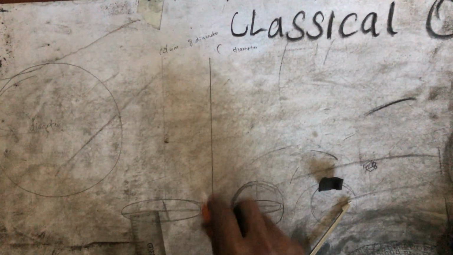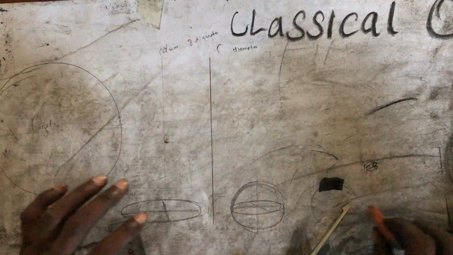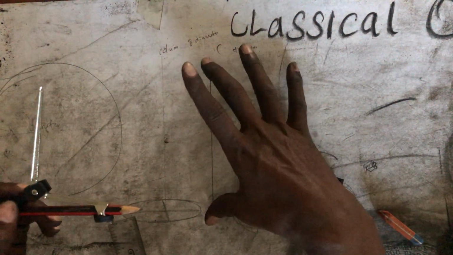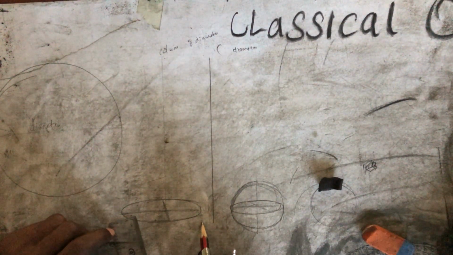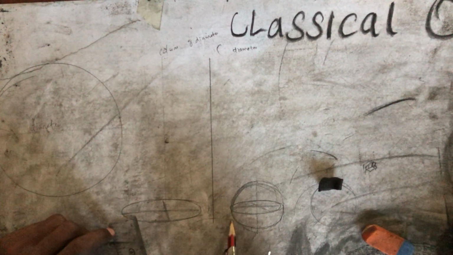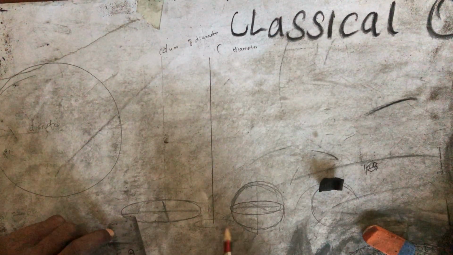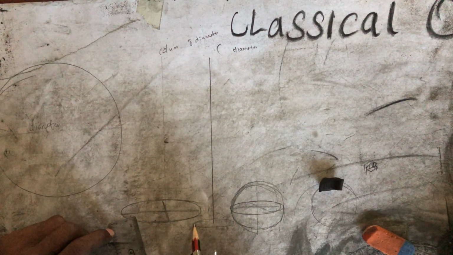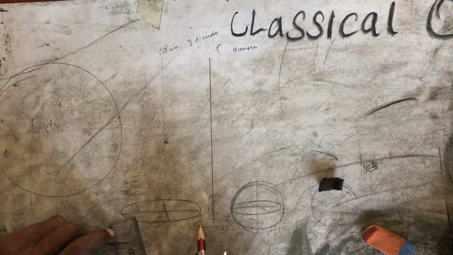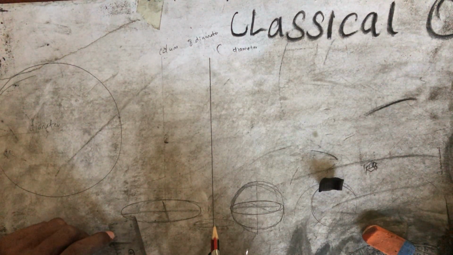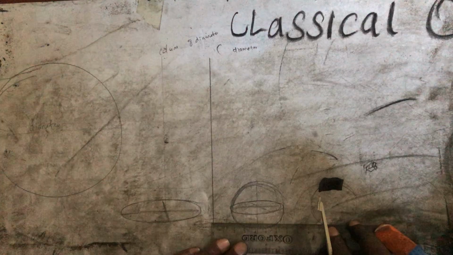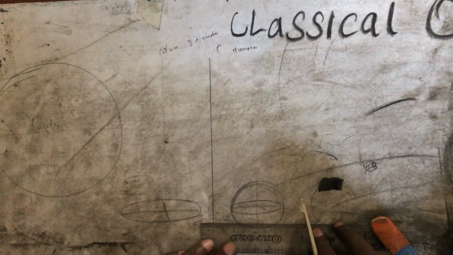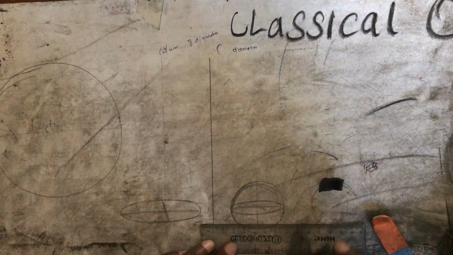So for a column, according to the masters, it should be 8 diameters. If we want to make an 8 centimeter column, the diameter should be 8 times. So the diameter here should be 1 centimeter. 2. Okay, we are using thin. So the diameter should be 2 centimeters.